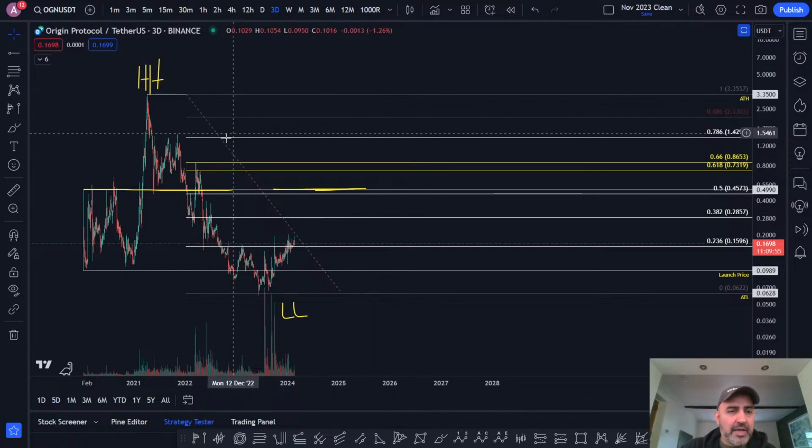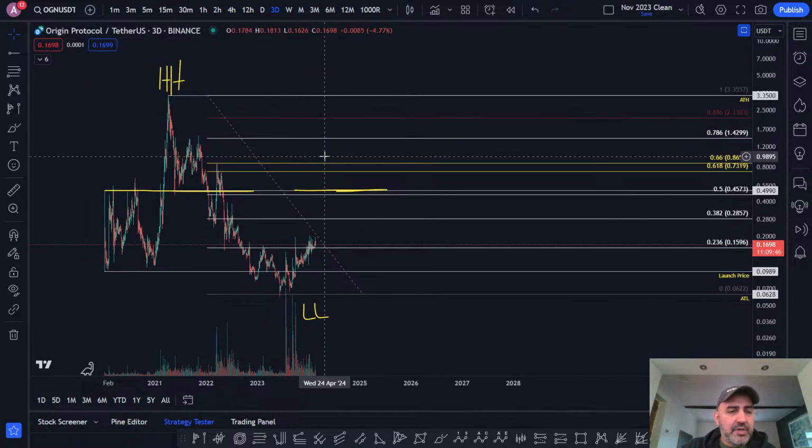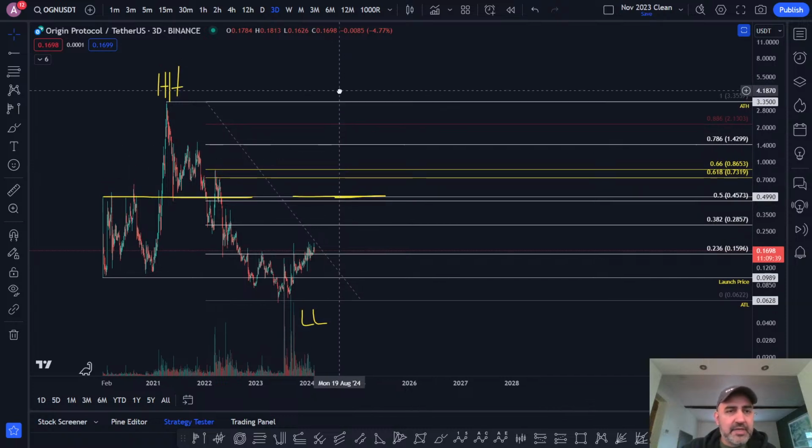There's no reason to think that this is just going to suddenly go to the moon. And I think the reason why is because as people accumulate in the lows, they'll be looking to take their profits in the highs, and that's going to compound with higher time frame liquidity levels and fib levels. Then you just have to see what happens.